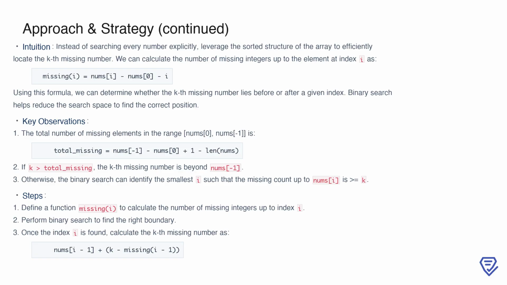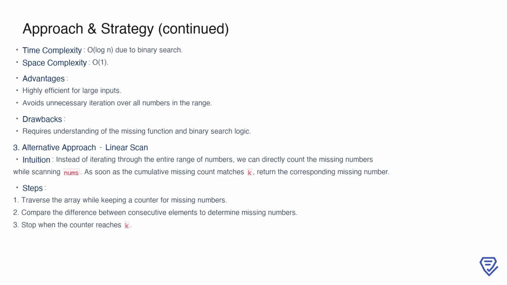For example, the total number of missing elements in the range can be calculated as nums[-1] - nums[0] + 1 minus the length of the array. If k exceeds this total, the missing number lies beyond the last element of the array. Otherwise, binary search helps us pinpoint the smallest index where the missing count meets or exceeds k. Once we identify this index, we can use the formula nums[i-1] + k - missing(i-1) to compute the kth missing number directly. This binary search approach has a significant advantage in terms of efficiency.